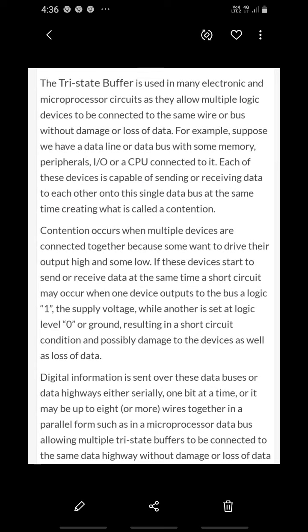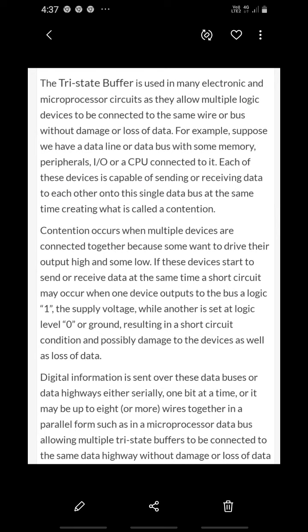Now, the need for the tri-state buffer. Tri means it contains 3 states. The tri-state buffer is used in many electronic and microprocessor circuits, as they allow multiple logic devices to be connected to the same wire or bus without damage or loss of data.